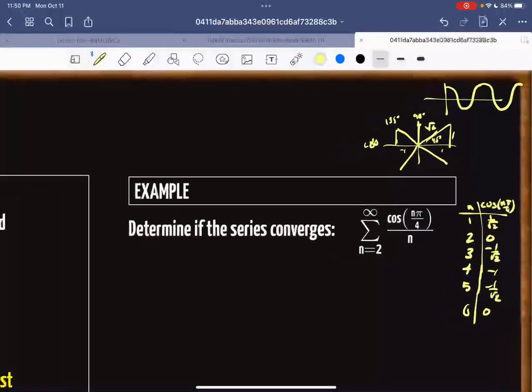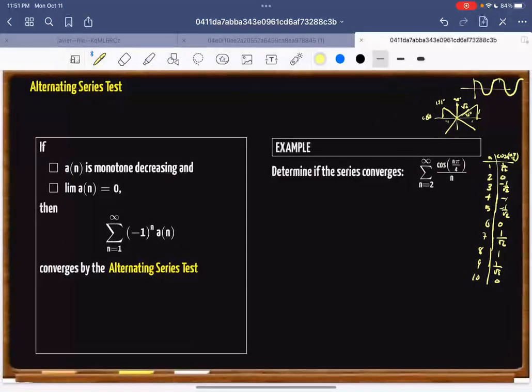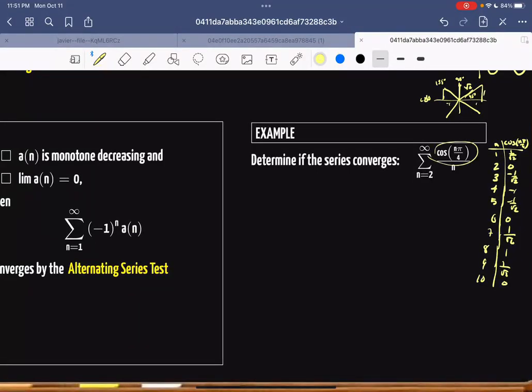Okay. The trouble with this series is that it's not really 1, negative 1. It's like some positive ones, then some negative ones. The next one's going to be 1 over square root of 2. The next one's going to be 1. The next one's going to be 1 over the square root of 2. The next one's going to be 0, and so on and so forth. So this is sort of a strange pattern. This doesn't really look like negative 1 times some other sequence. It looks a lot more complicated than that.